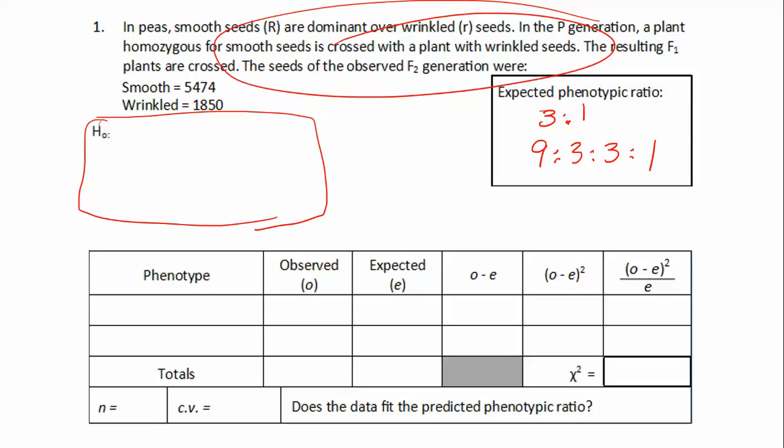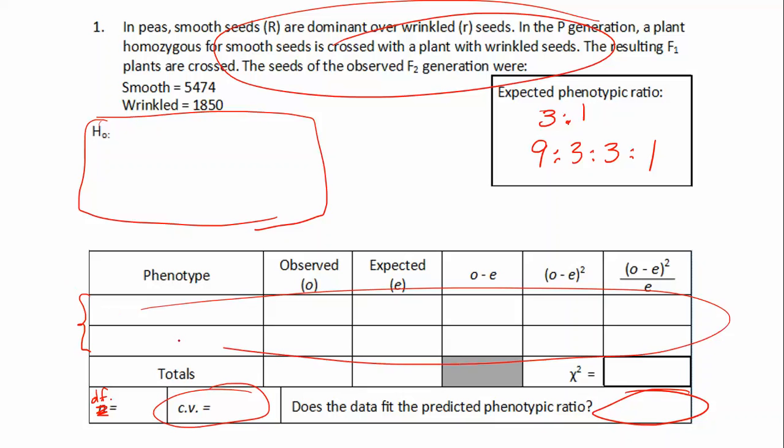For each problem, you should have a data table with the appropriate number of rows. I'm afraid I have n written instead of degrees of freedom in that table. Go ahead and scratch it out and write degrees of freedom. You'll always be looking for the critical value on your chi-squared table. I don't have a space for you to talk about rejecting or failing to reject the null hypothesis, but when you reject it or fail to reject it, that's going to let you know if the data fit the predicted phenotypic ratio. And I do expect you to fill out this whole chart.